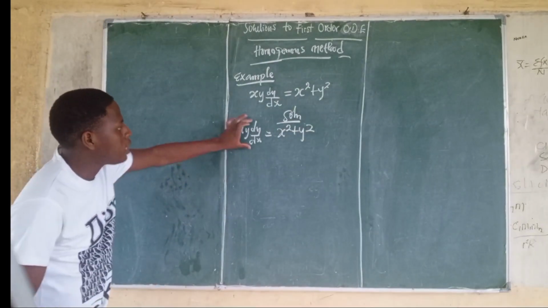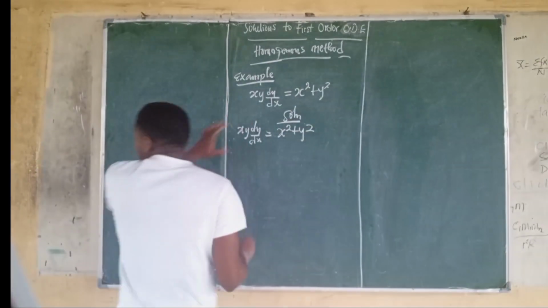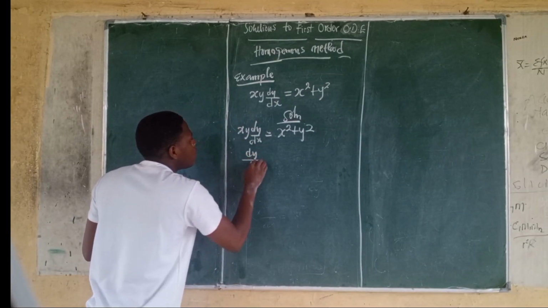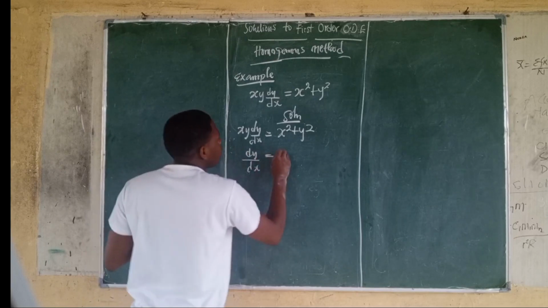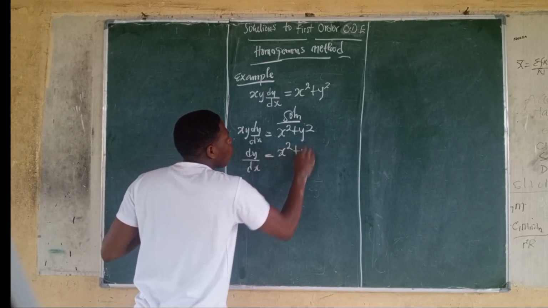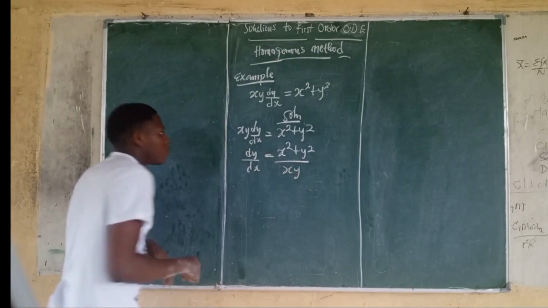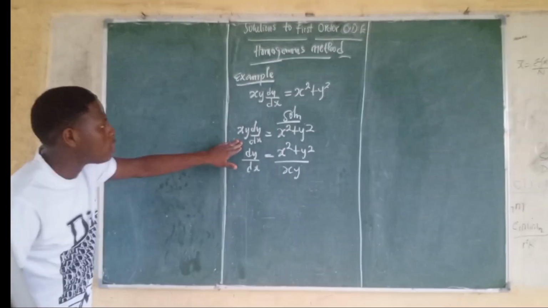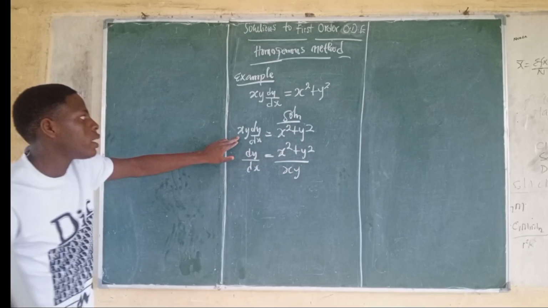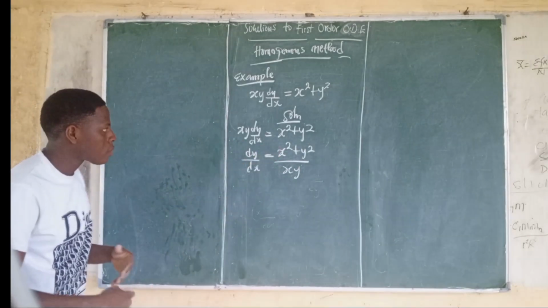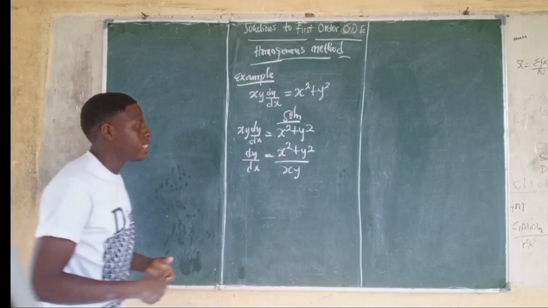The first thing is to make this stand alone. So making your derivative stand alone, we have dy over dx is equal to x squared plus y squared divided by xy. What we did was we just divided throughout this equation by xy to arrive at this. Now what is the next thing?